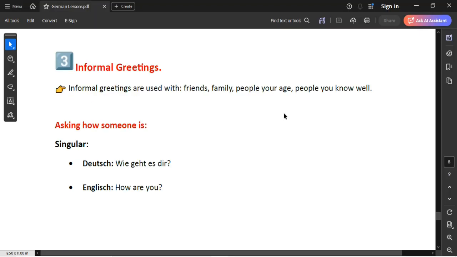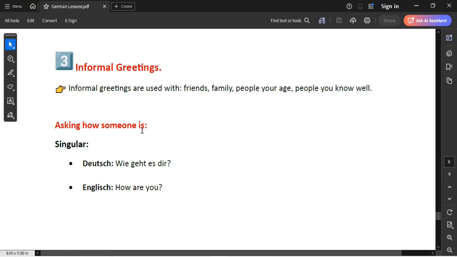Now, I want us to look at informal greetings. Remember, we have looked at the formal greetings. Informal greetings are used with friends, family, people of your age, and people you know very well. Just like we did with formal greetings, we are going to follow the same structure.